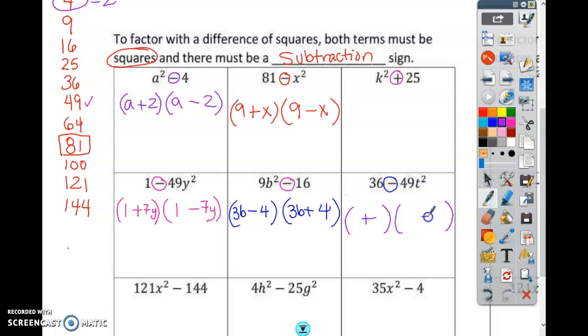One's plus, one's minus. Square root of 36 is 6. The square root of 49 is 7. And the square root of t squared is t. Done.